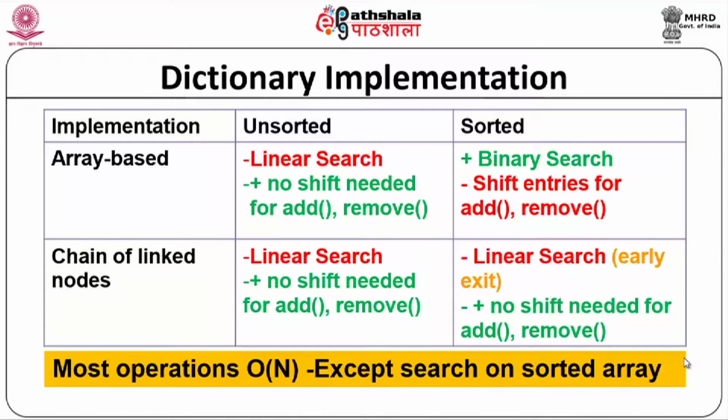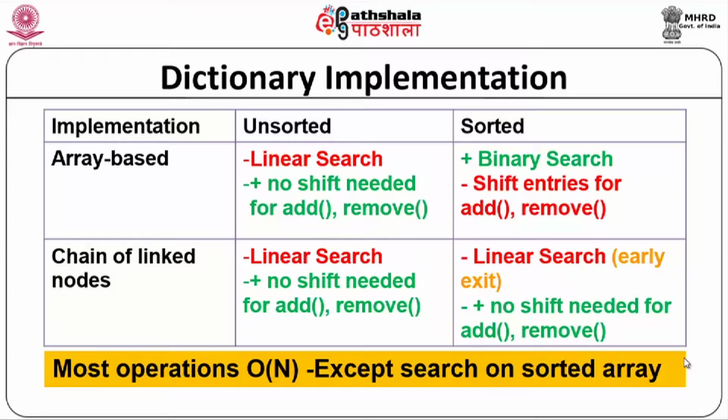Before we introduce the concept of hashing, we have to talk a little bit about dictionary implementation. If you remember the previous two slides, we are talking about priority queues and dictionary implementation, and in the previous module we are talking about hashing. So, dictionary implementation is a very important concept of data structures as well as computer science in general, and when you talk about dictionary implementation, you have two types of implementation. One is using an array and one is using a chain of linked nodes. Within array based you have unsorted and sorted, and within chain of linked nodes you have unsorted and sorted.